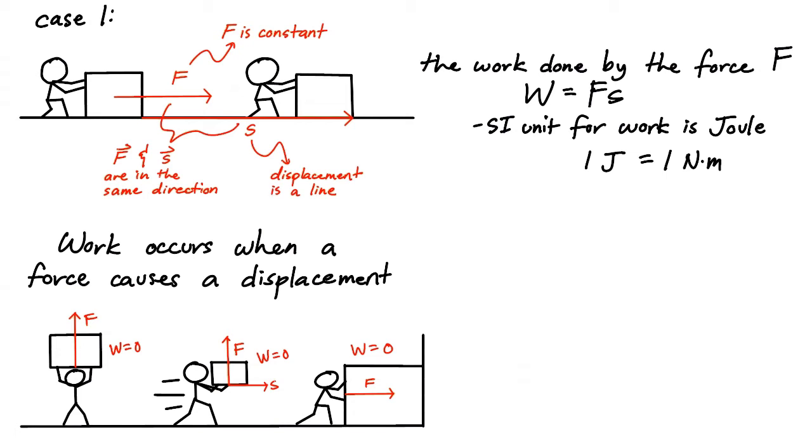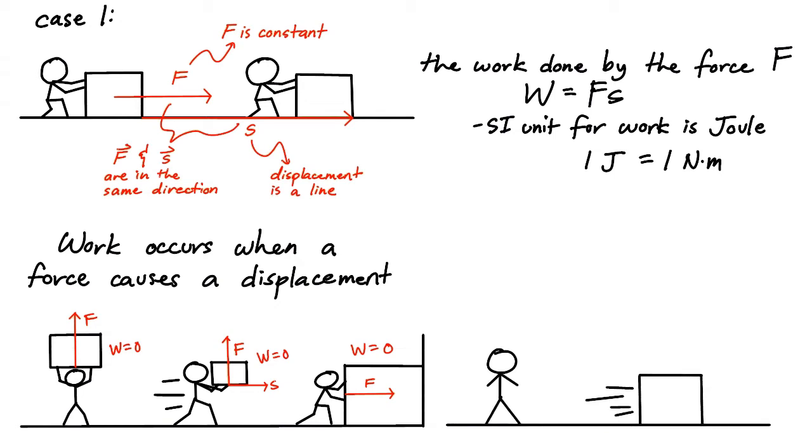Another case na wala tayong work done is if there is no force applied at all. So let's say nandito lang yung person, wala siyang ine-exert na force dun sa ating box, but the box is moving, meron tayong displacement. Again, work is still 0 kasi walang force. So that is our understanding now of what is work done in physics.